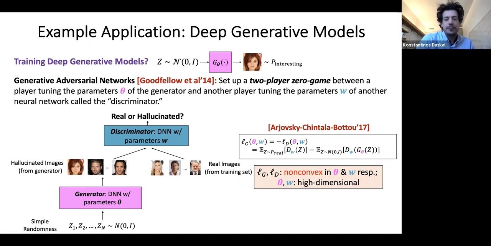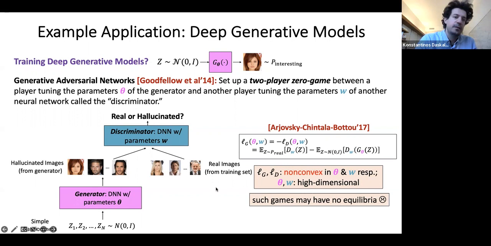One is that the loss functions that the agents have are very non-convex. In this example, the loss function is a function of theta, the parameters of the generator, and W, the parameters of the discriminator. These parameters are indexing neural nets that are composed with each other, so this is a highly non-convex function. Also these parameters are very high dimensional, because these generators in general would have millions of parameters. So it's a very intricate and difficult game to think about.